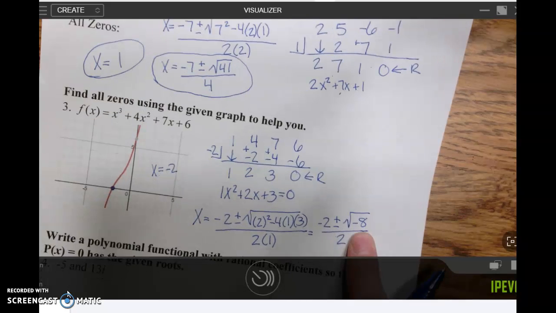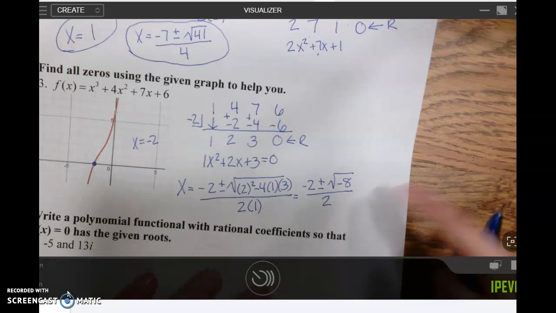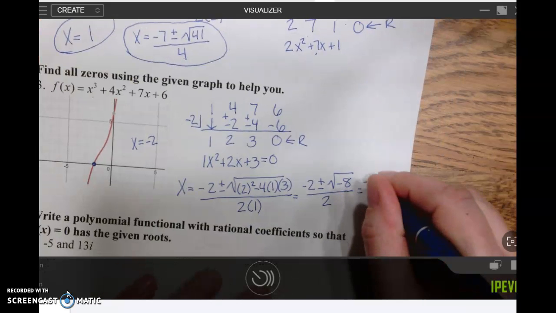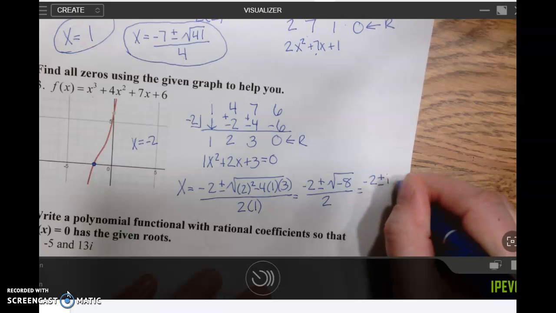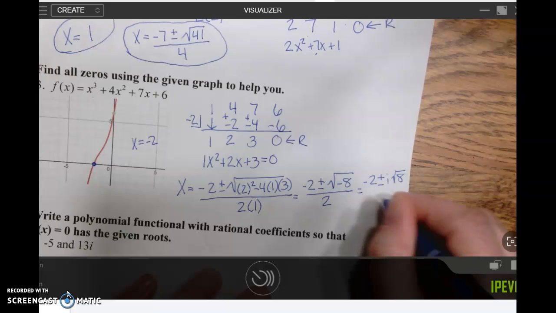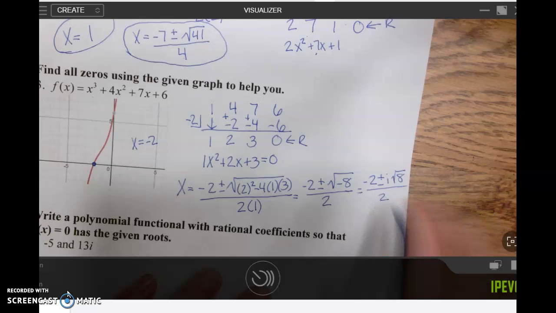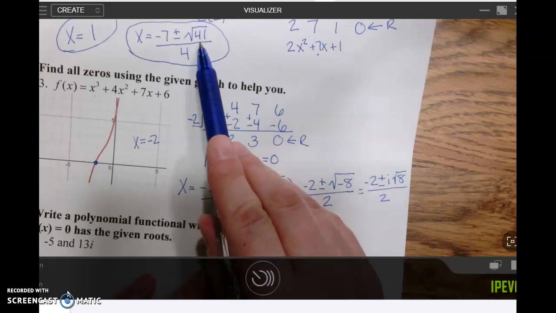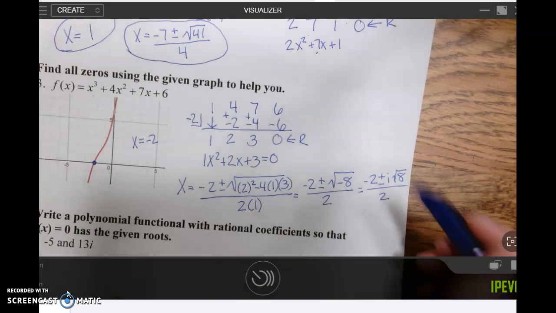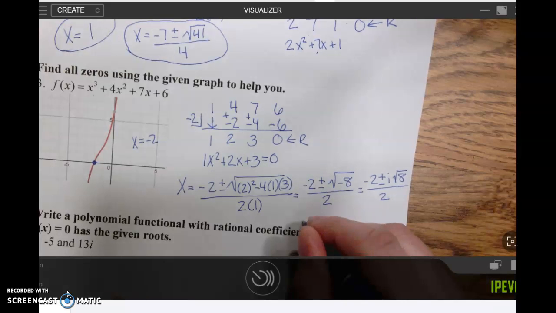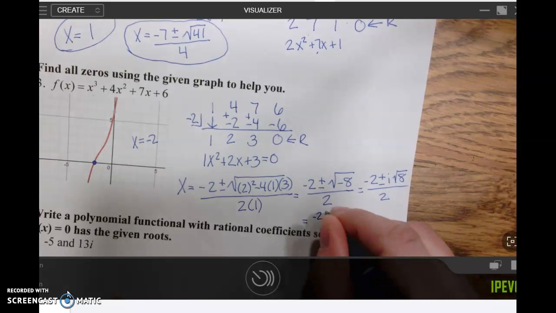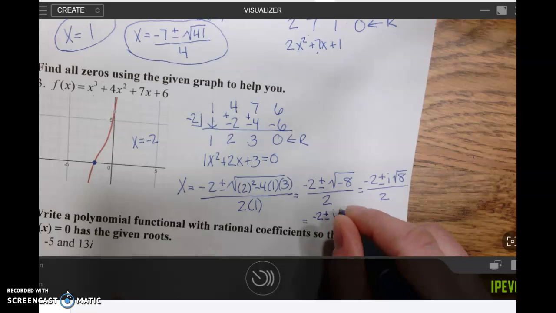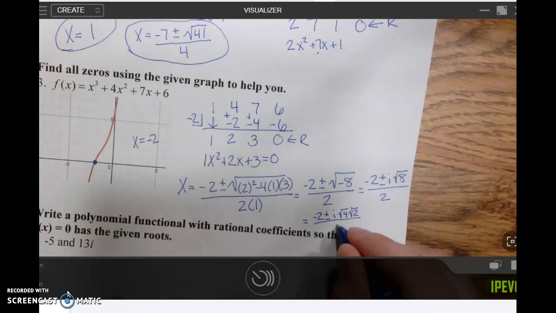Now, because we have a negative underneath our square root, we're going to need to take that as i. So we have negative 2 plus or minus i square root 8. So the negative comes out as an i. And sometimes we would be done, but there is a perfect square that goes into 8, so we're going to keep going. Whereas on the last example, there was no perfect square that went into 41. But we know 4 and 2 go into 8. And so I'm going to rewrite this as negative 2 plus or minus i square root 4 times square root 2, since 4 times 2 is 8, all over 2.